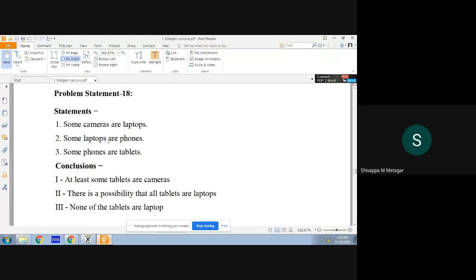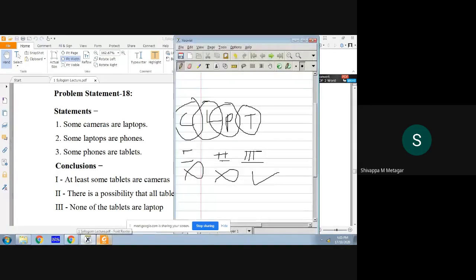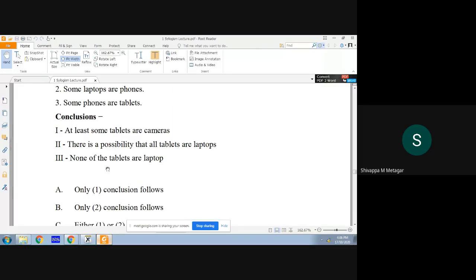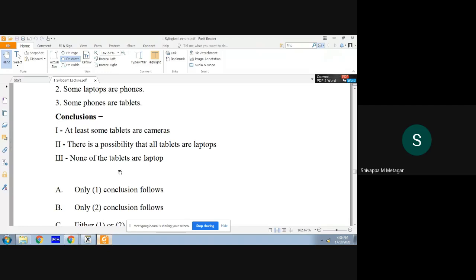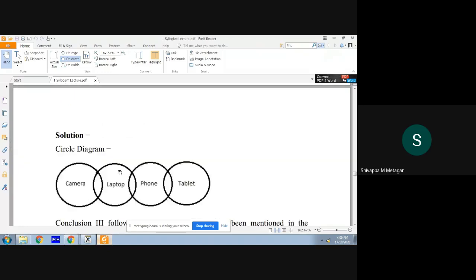Okay. Here are three statements. Based on the three statements, you have to draw the Venn diagram, and answer separately for all three conclusions: first conclusion, second conclusion, third conclusion, and then identify which one is right. Here your final answer is either one or two, or third; only the third one is right to answer the given question.